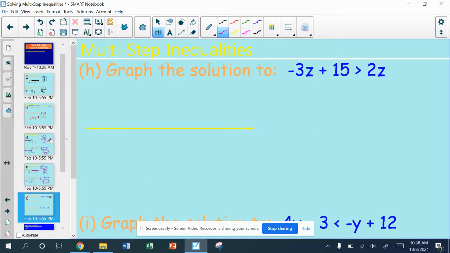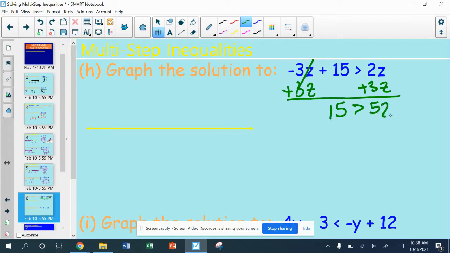All right, in this problem, clearly negative 3z is smaller than 2z, so I would want to add 3z. 15 is greater than 5z. Now when I divide, this is a positive number, so I don't need to flip my inequality sign for that. That'll give me that 3 is greater than z.